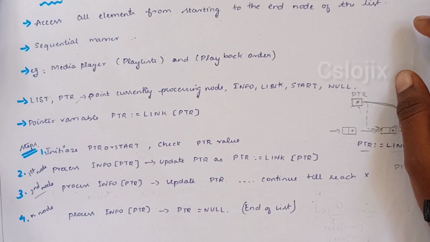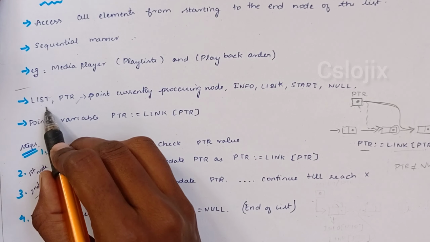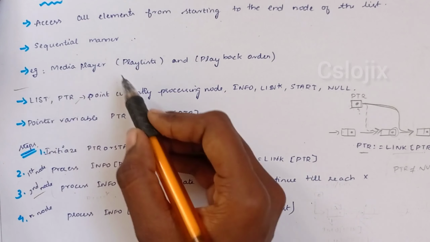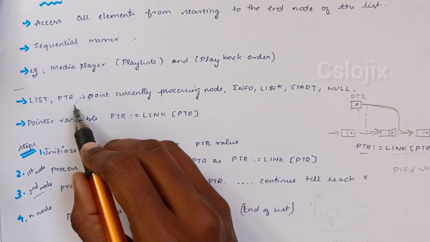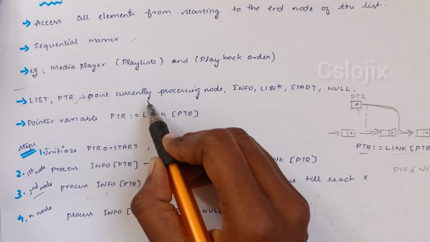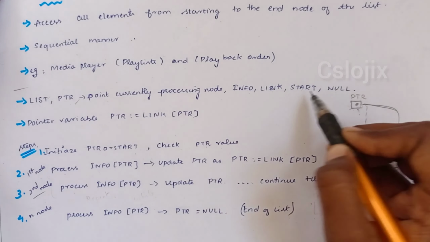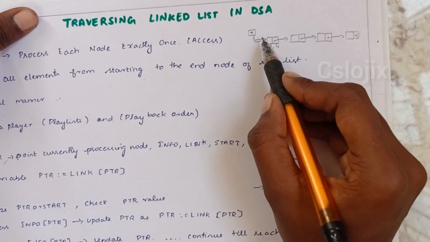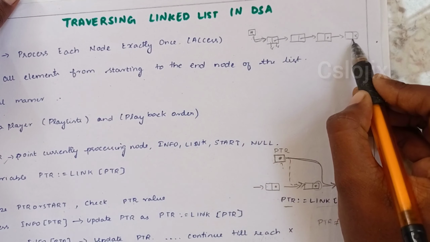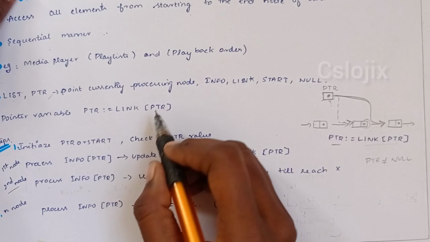We are going to see the algorithm for this linked list traversing. It basically has a list. List means linked list. It represents a linked list. Pointer is something which points to the currently processing node. Info means the information part. Link means the address part, and start means the starting of the list. And end means the X mark, this null means the end of the list.